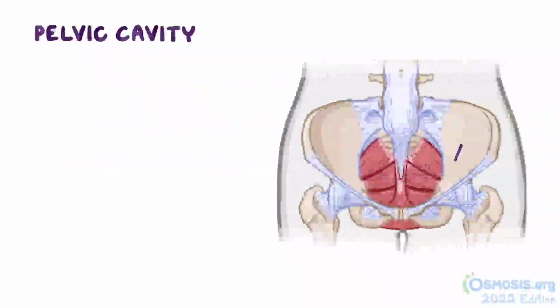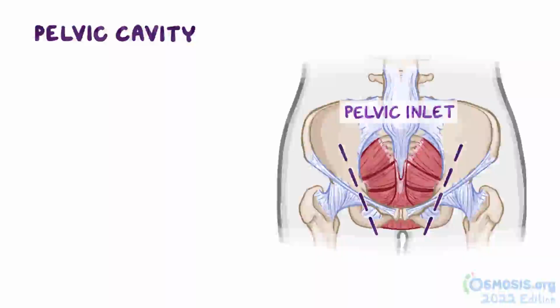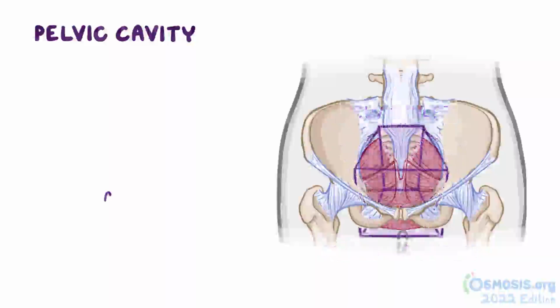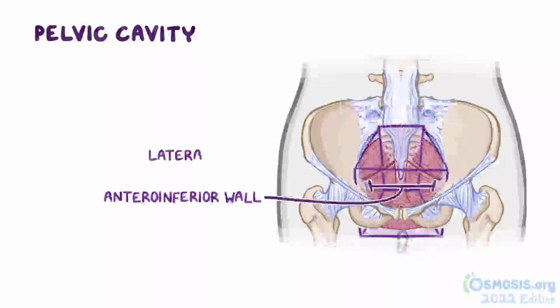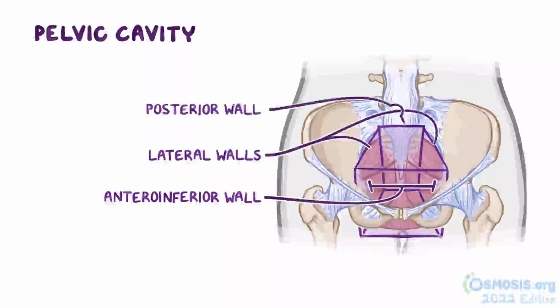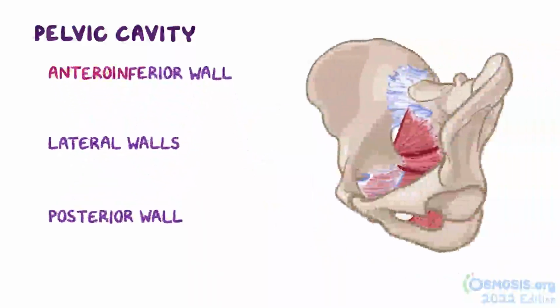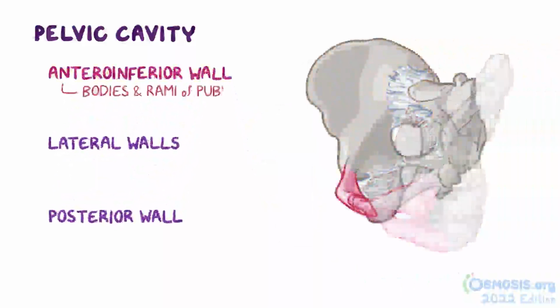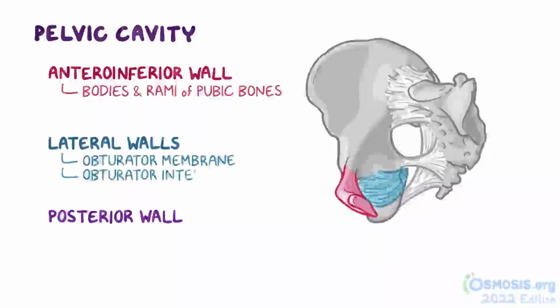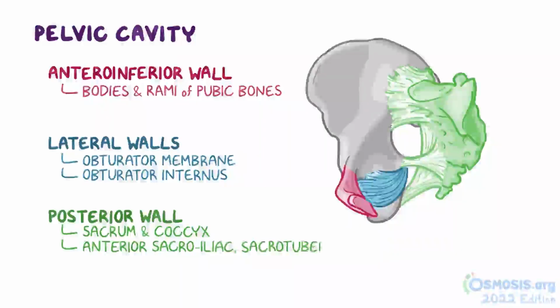Alright, as a quick recap. The pelvic cavity is a funnel-shaped cavity bounded superiorly by the pelvic inlet, and inferiorly by the pelvic floor or diaphragm. It has an antero-inferior wall, 2 lateral walls, and a posterior wall. The antero-inferior wall is formed by the bodies and rami of pubic bones. The lateral wall is formed by the obturator membrane and the obturator internus muscle. Finally, the posterior wall is formed by the sacrum and coccyx, and the anterior sacroiliac, sacrotuberous, and sacrospinous ligaments.